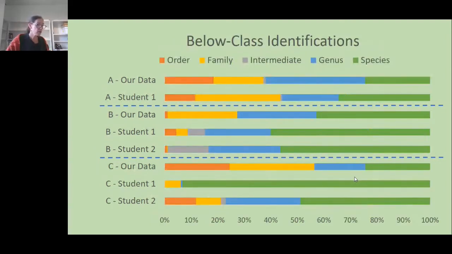Okay, now we're going to look at the things that they were actually able to identify below class. So for those of you who aren't zooarchs or who aren't archaeobotanists, this legend at the top goes from most general to most specific. And so really what we're interested in here is how precise were the data.